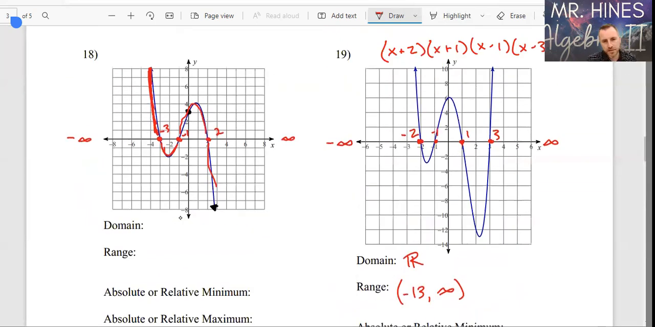Getting close. Let's do domain and range right quick. Domain, all reals, because it's a polynomial. The range goes down to negative infinity over here, goes up to positive infinity over here, hits everything in between, all reals, all y values and all x values.